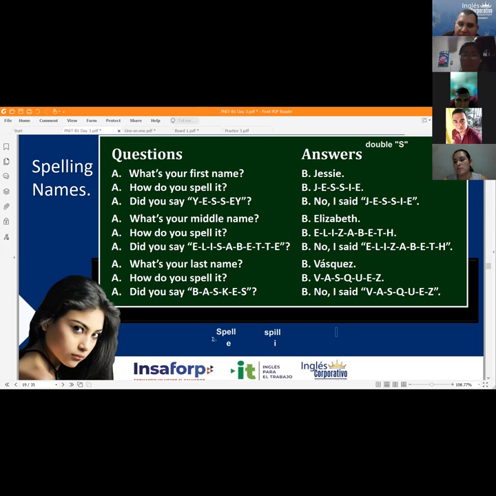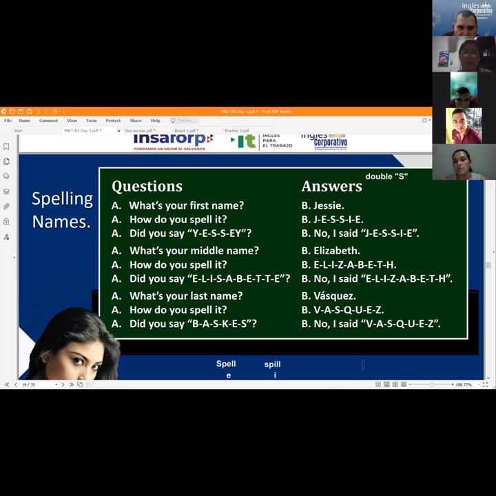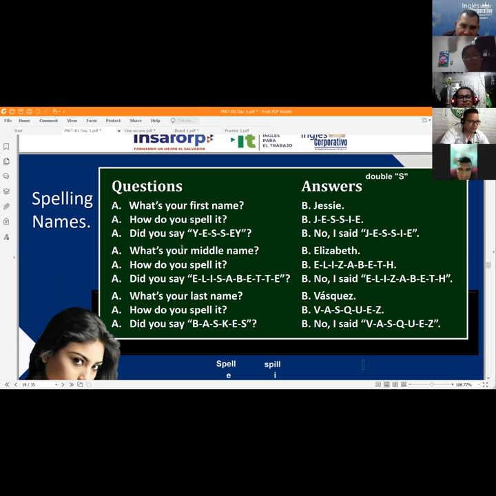How do you spell it? How do you spill it? ¿Cómo lo salpica? No, ¿verdad? ¿Cómo lo deletrea? How do you spell it? Okay. Repeat it for me. What's your first name? How do you spell it?